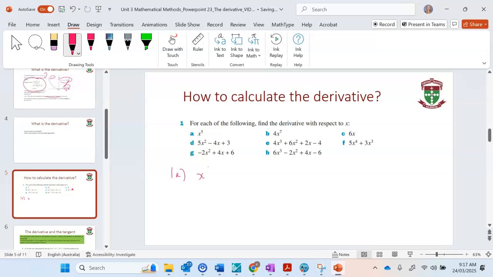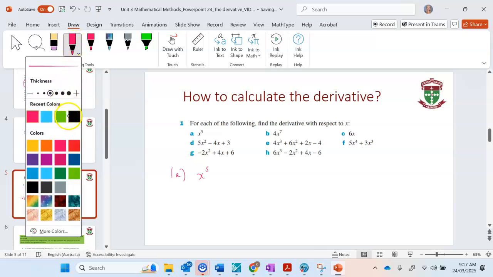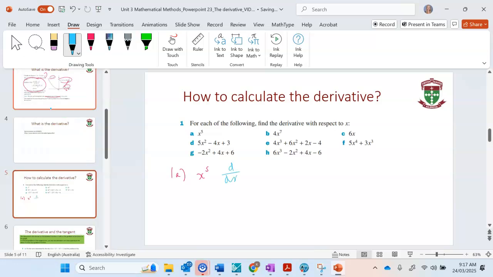So if we've got x to the power of 5, the derivative, which the notation is d/dx, we take that power out the front and then reduce the power by 1. So it becomes 5x to the power of 4.